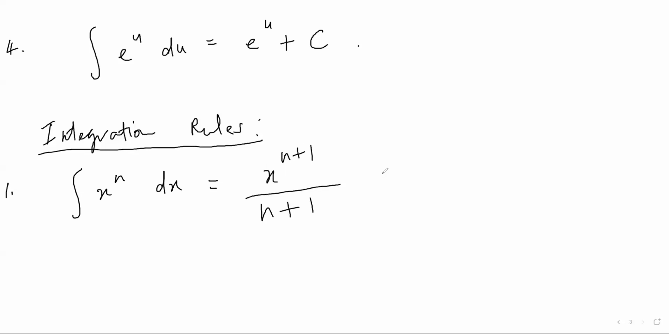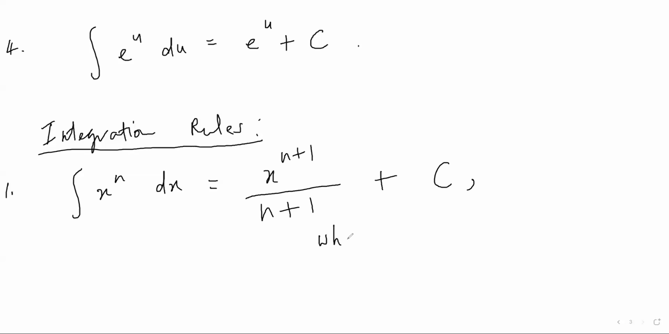And of course, it's an indefinite integral, so we're going to add a c. It's plus c. So the integral of x to the n with respect to x is equal to x to the n plus 1 divided by n plus 1. Now, obviously, n is a number, but note something about this number.